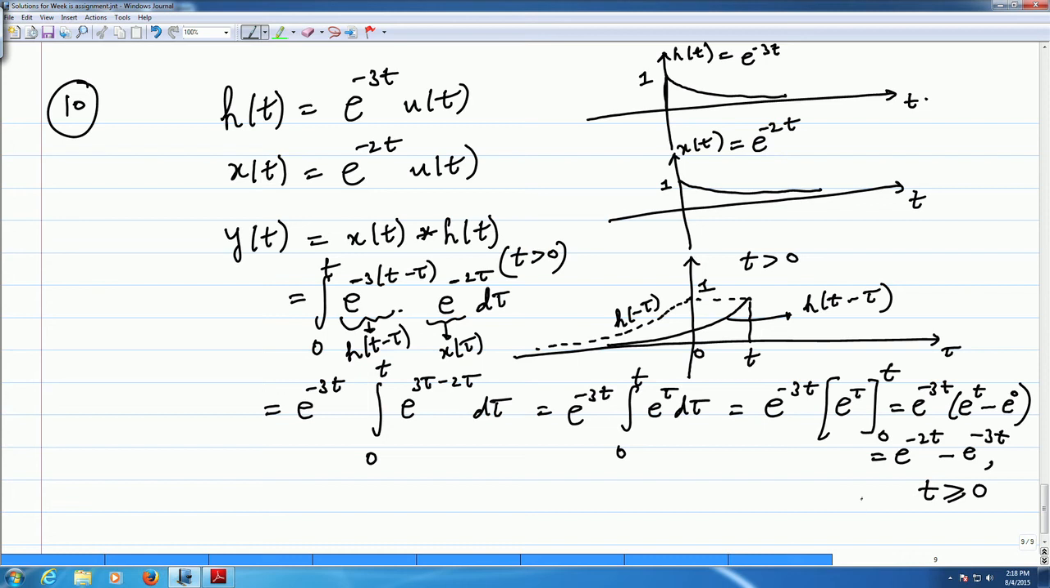Okay. And in fact, the convolution y of t finally one can write down in the simple form e power minus 2t minus e power minus 3t times u of t.